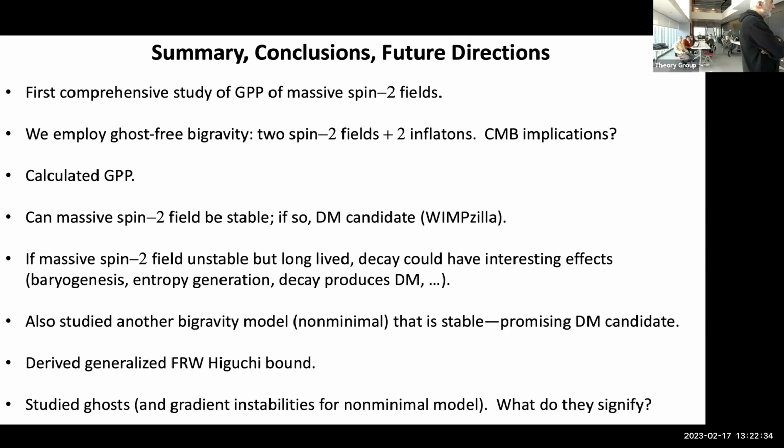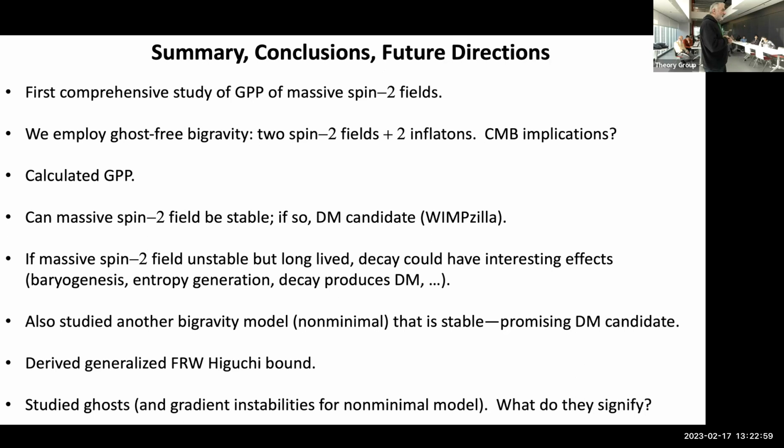Can a massive spin 2 field be stable? If so, it can be a dark matter candidate. If it's unstable but long-lived, it may not have a lifetime longer than the age of the universe, but it could still be long in the cosmologically early universe, and the decay could have interesting effects: baryogenesis, entropy generation, decay products that produce dark matter, et cetera.